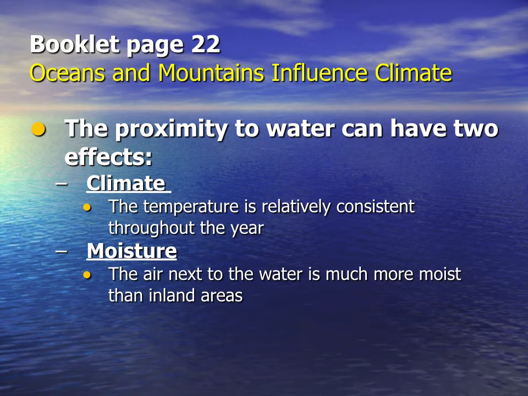So the proximity to water can have two effects on climate. The temperature is relatively consistent throughout the year, and in terms of moisture, the air next to the water is much more moist than inland areas. Proximity is just a fancy word for meaning if something's close to it. So for example, if I live in Vancouver, the temperature there will be relatively consistent throughout the year as compared to Calgary, because Vancouver is close to the ocean. And then also it'll be much more moist there.